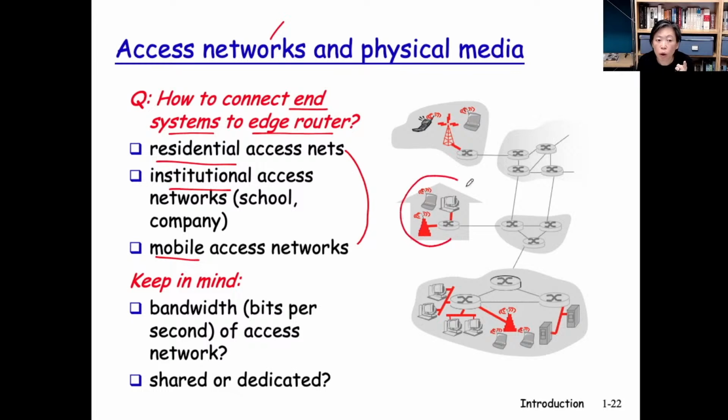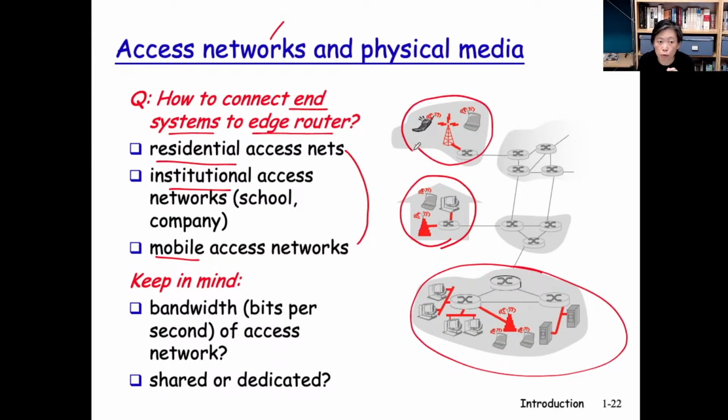Residential means home access. So some of these access net technologies are used more at home, deployed more for the home environment. Some of these are used more for institutions such as NTU. And some are wireless, okay, so people can still access the internet as they're on the run. For example, 4G is a mobile access network.